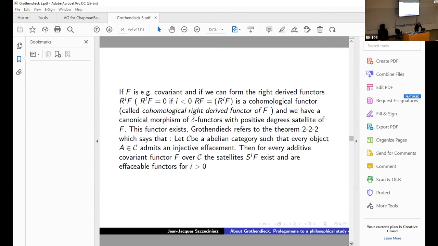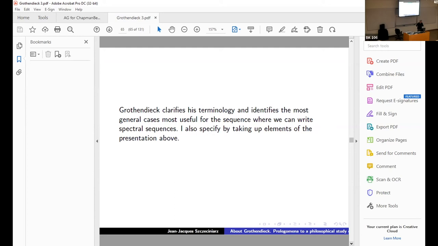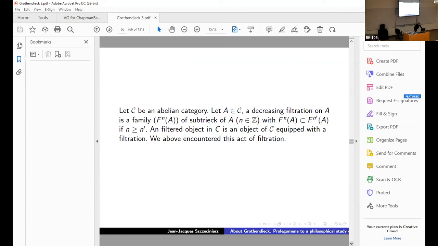Grothendieck clarifies his terminology and identifies the most general case, the most used for the spectral sequence. I also specify by taking up elements of the presentation above. B is an abelian category, and a decreasing filtration is given: on an object R is a family F^n of subobjects of R, n in Z, with F^n R contained in F^{n'} R. A filtered object is an object equipped with a filtration, and we encounter this act of filtration.